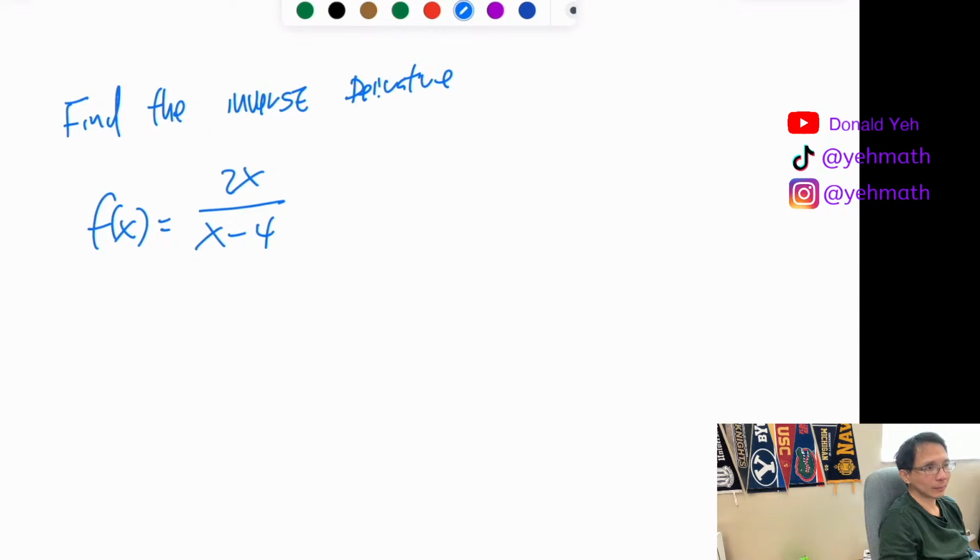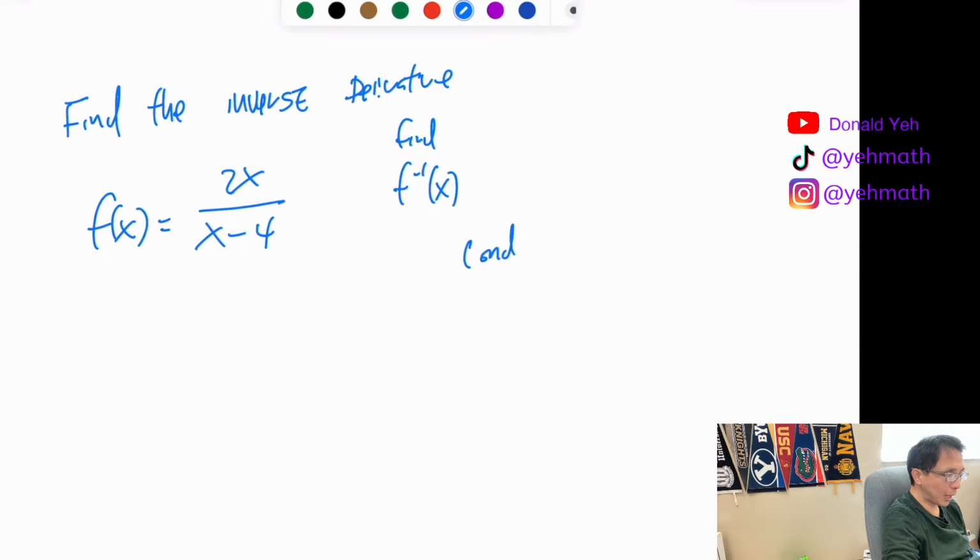So now you solve for y. Okay, how do you find the inverse derivative? First of all, I want you to find inverse functions. How do you find an inverse function? Now let's talk about what an inverse function is, and in which condition you can have an inverse function.